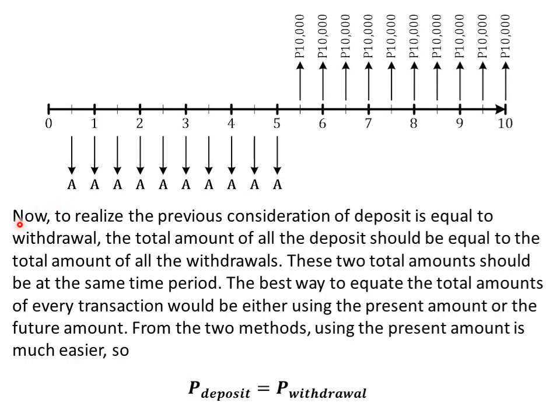Okay. Now, to realize the previous consideration of deposit is equal to withdrawal, the total amount of all the deposits should be equal to the total amount of all the withdrawals. Okay? Like I said before, this total is equal to that total, if they are at the same time. Okay? So, these two total amounts should be at the same time period.